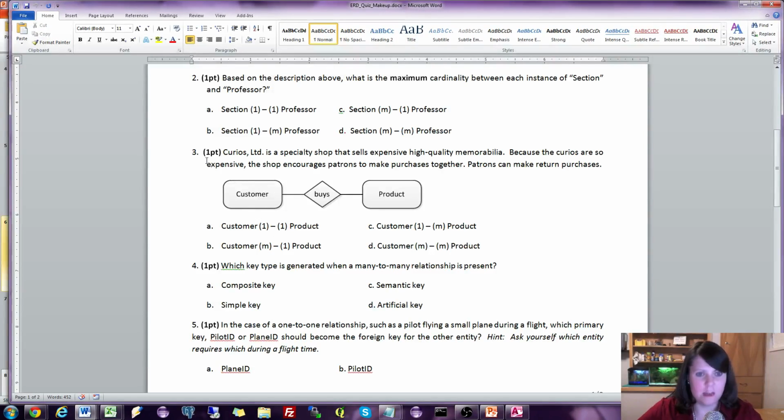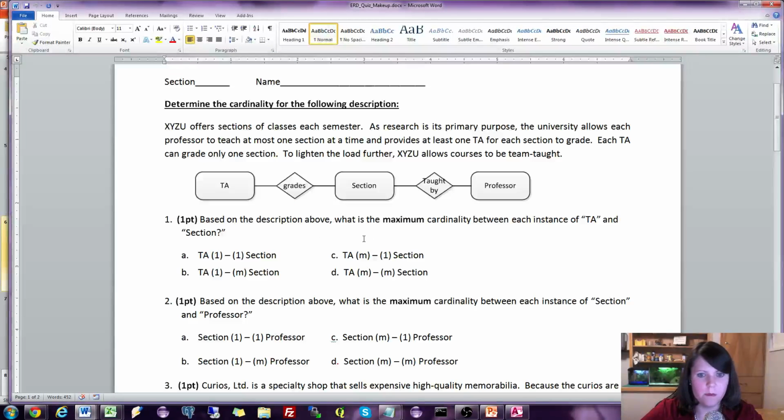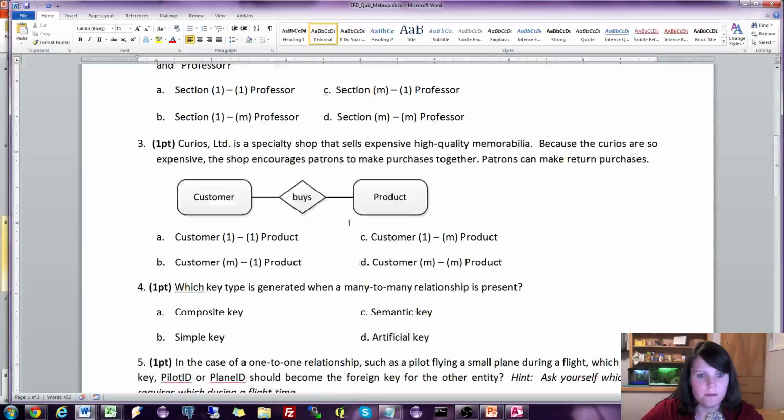If we look at this example, number 3, let me zoom in a little bit more. There we go. Curios Limited is a specialty shop that sells expensive, high-quality memorabilia. Because the curios are so expensive, the shop encourages patrons to make purchases together, and patrons can make return purchases.